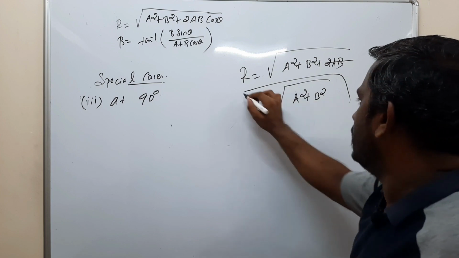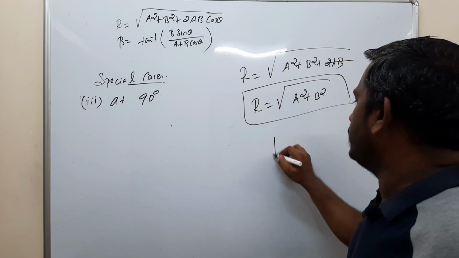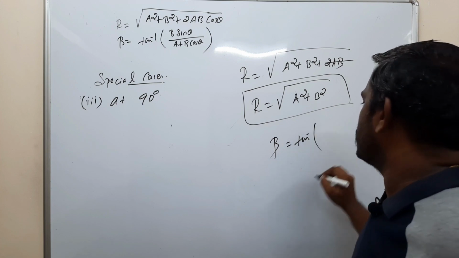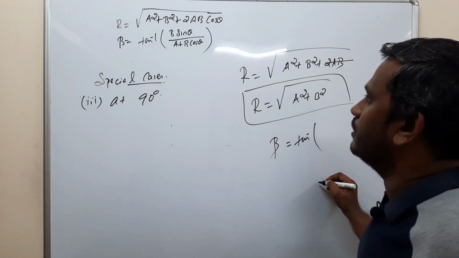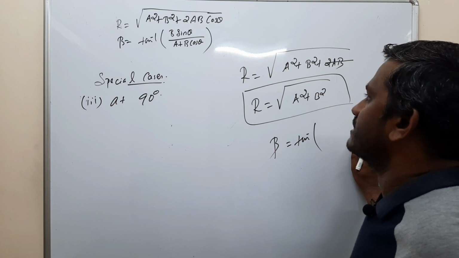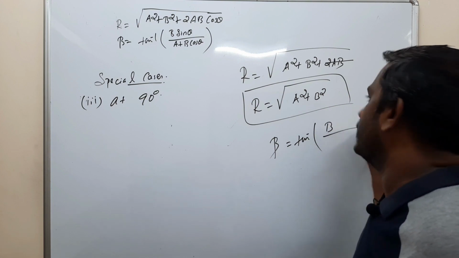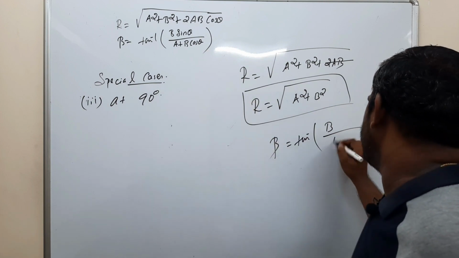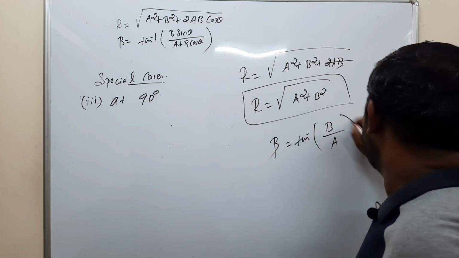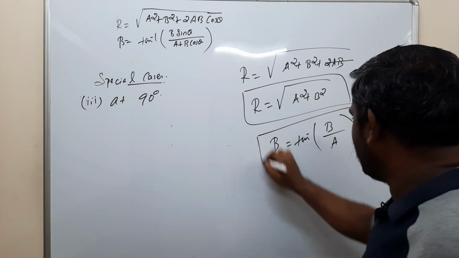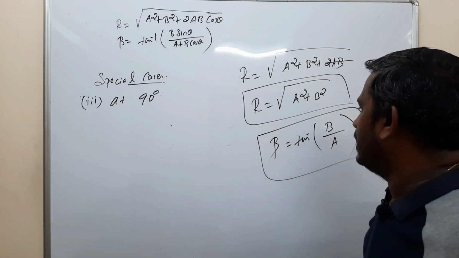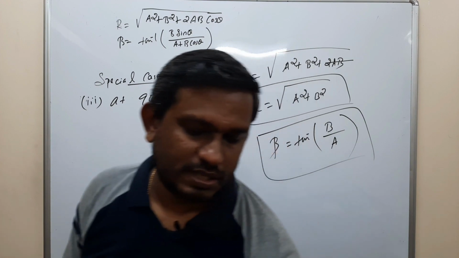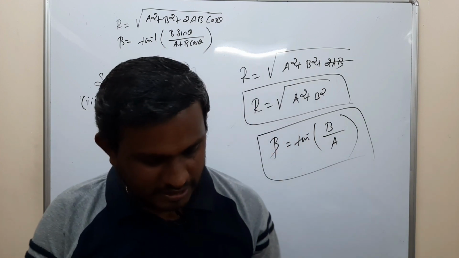So this gives the resultant. What about the direction of the resultant? Beta is equal to tan inverse of B sin theta, sin 90, that is B, by A plus B cos theta, that is cos 90, that is 0. So B by A. So this gives the direction of the resultant. Clear? These are the special cases of vector addition.